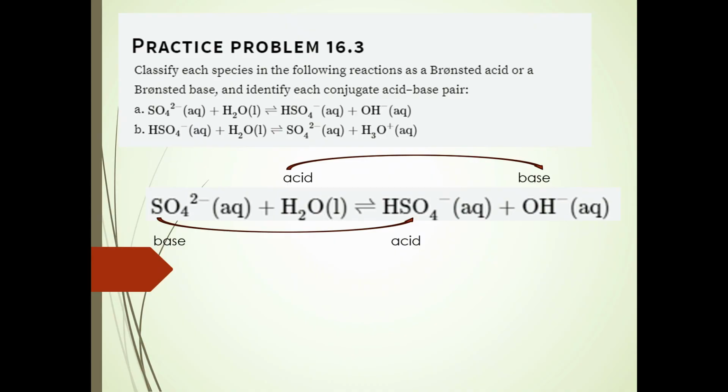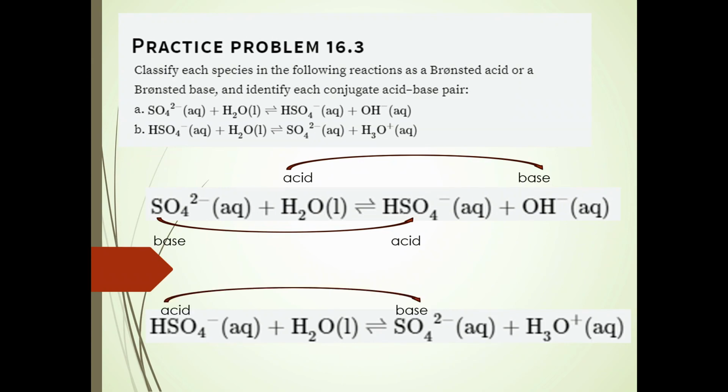Now, HSO4 minus is another one of those amphoteric materials. So I could do another reaction where I put HSO4 minus into water and let it pick up a hydrogen, or I can do what the second one does and let it lose the hydrogen. So now it's acting like an acid, which goes to the base, but now water is acting like a base and going to the acid. So water can be acid or base depending on what you put it with.